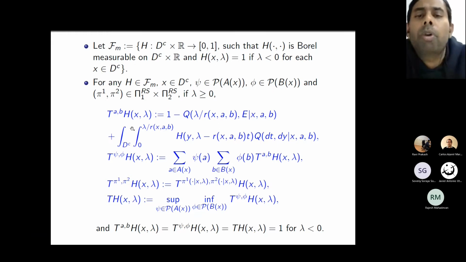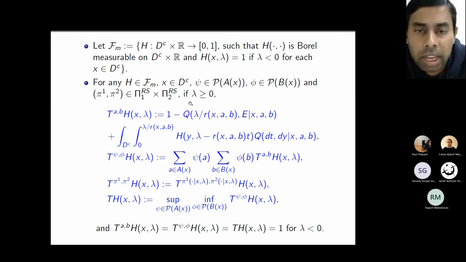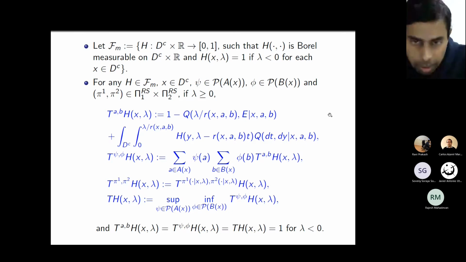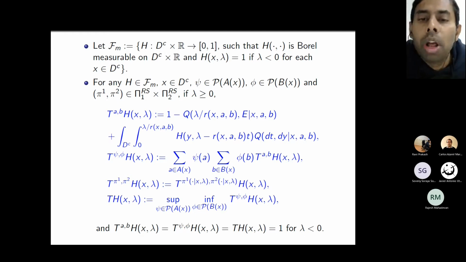Now, let me try to explain where this operator is coming from. As I said, think of H x lambda as the probability of exceeding. Suppose you start with initial state x and the reward level is lambda. Now we condition on the first jump time. Now, if the first jump happens after time lambda over r(x,a,b) — remember, initially you are choosing the actions a and b, the process is in state x, and the reward level is lambda — so if the first jump is happening after time lambda over r(x,a,b), that means you will exceed your reward goal lambda, right?